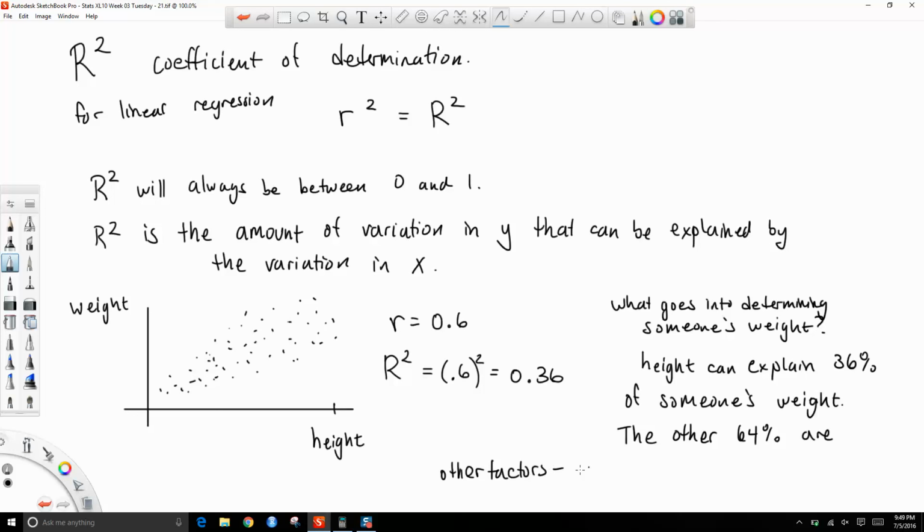So maybe waist size, muscle fat ratio, I don't know, other things, okay? Whatever else it might be, diet, stuff like that, okay? And that's what we have.